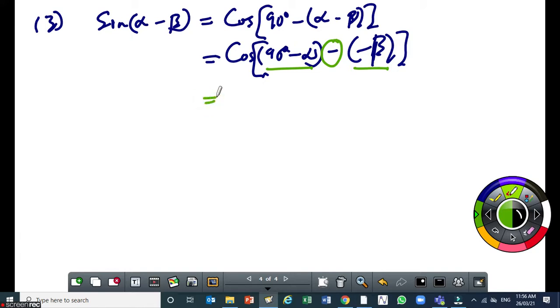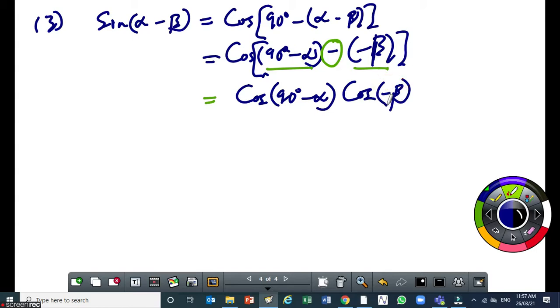Then from there, I can easily carry on and say cosine of 90 degrees minus alpha, right? This is cosine of 90 degrees minus alpha. I'm now using the compound formula. That will be cosine of minus beta. Okay, there's a minus here, so I'll put a plus. So that will be sine 90 minus alpha, then sine minus beta. Okay?